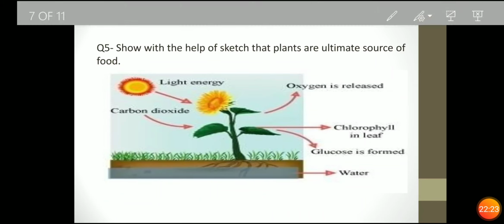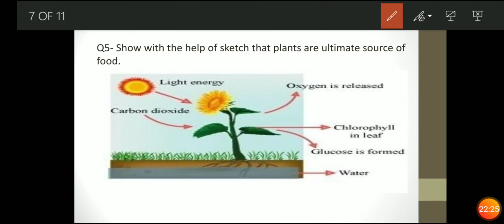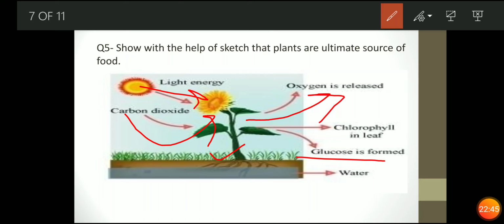Now show with the help of the sketch that plants are the ultimate source of energy. Plants एक ultimate source of energy क्यों? Now they take the light energy and carbon dioxide from the air, and then they make glucose which is taken by the other organisms, and they release oxygen which is also taken by the other organisms. That means plants are the ultimate source of energy or for food also.